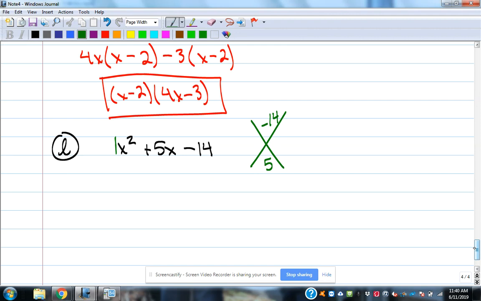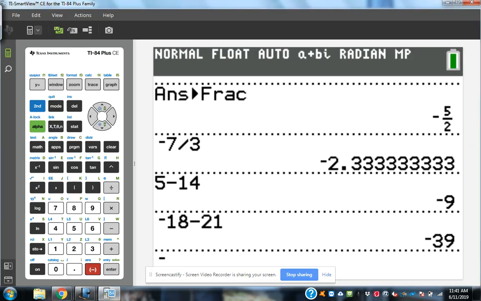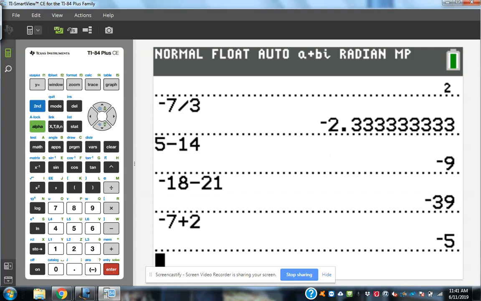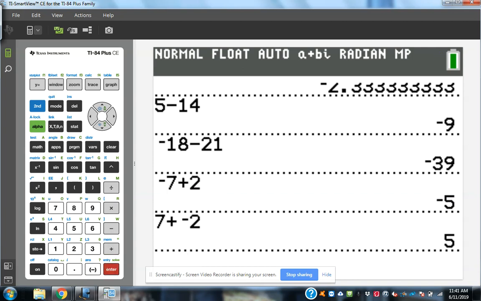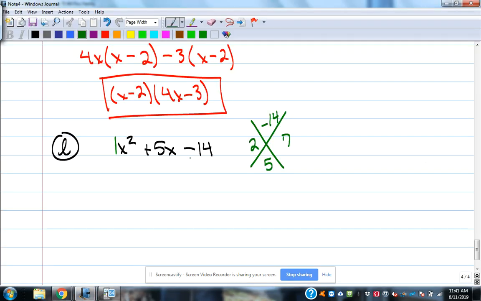So we'll think about things that multiply to be 14. 2 and 7. Which one needs to be negative? If I do negative 7 plus 2, that's negative 5. That's not what my x had in it. It had a positive 5 in it. So that would be 7 and negative 2 adds to be positive 5. So the 2 needs to be negative.